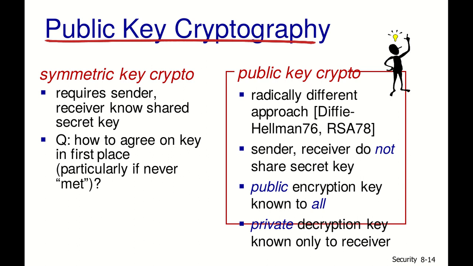Now, this leads to the idea of using public key cryptography, which was initially proposed by Diffie and Hellman in 1976 and by RSA, Rivest, Shamir, and Adleman in 1978. In this public key cryptography concept, each of, let's say, Alice and Bob, the sender and receiver, has a set of keys, basically a public key and a private key.